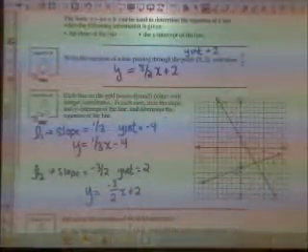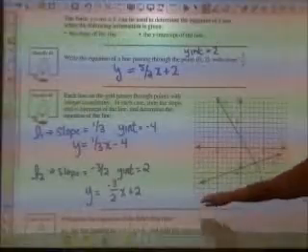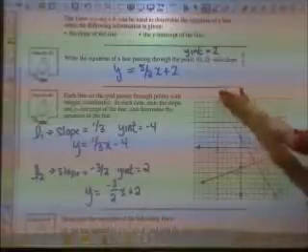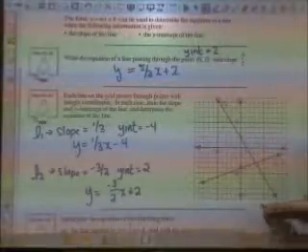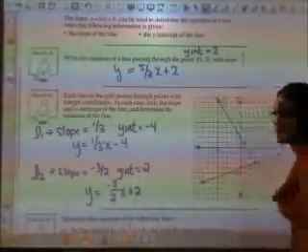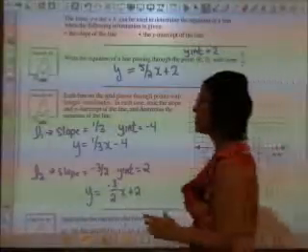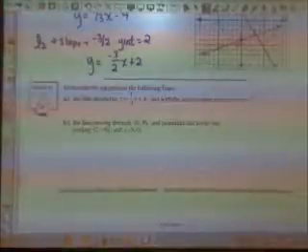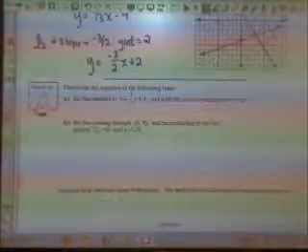And this goes back to the last chapter. When you see a graph that rises from left to right, you should know it's a positive slope. If the graph is dropping from left to right, this slope has to be negative. So make sure you double check that before you move on. Okay, question number 3. Determine the equations of the following lines.